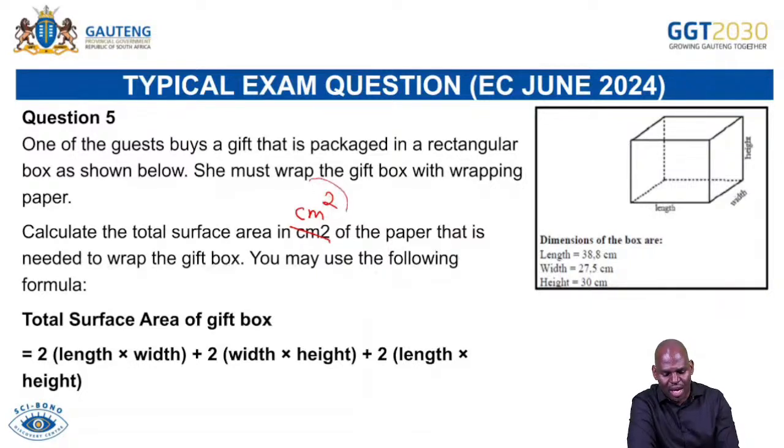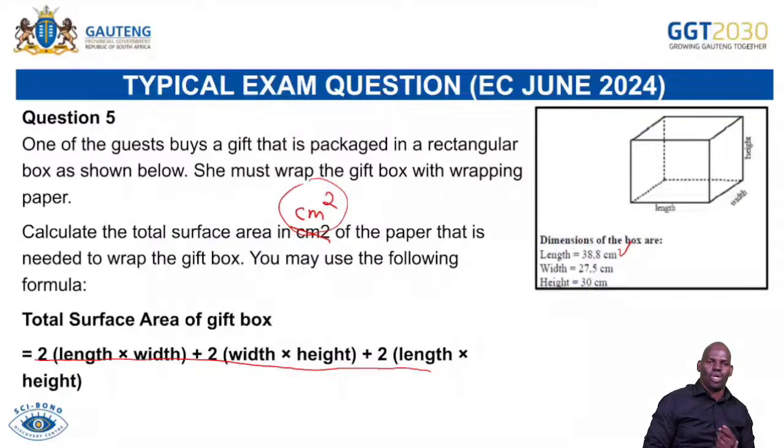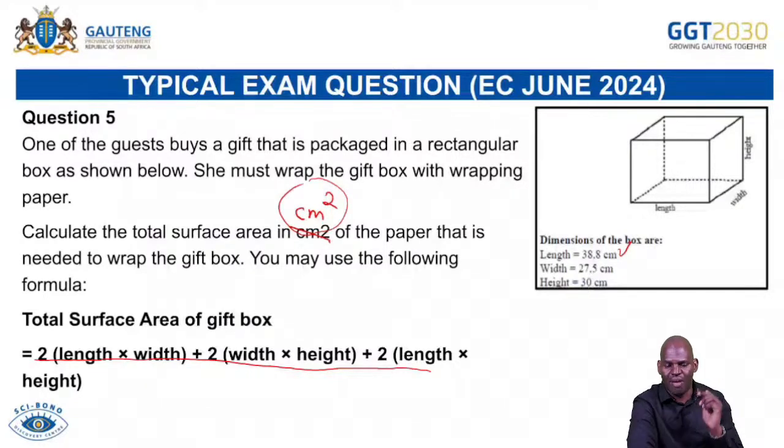Now, if they say in centimeters squared, you have to be sure that everything that you are going to substitute in this formula is in centimeters for our answer to be in centimeters squared. Now, if I check the dimensions, I've got the length, which is indeed in centimeters. I've got the width, which is indeed in centimeters. I've got the height, which is indeed in centimeters. So I don't have to stress about doing the conversion, because everything is in the unit that I want.